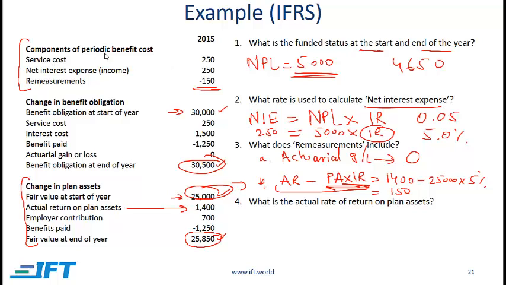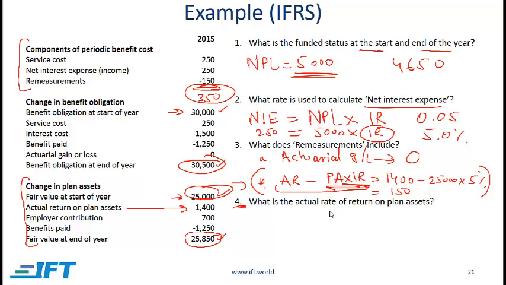And let's look at the numbers here. The service cost is 250, net interest expense is 250, so this is 500. This gain is going to reduce the pension cost, so we subtract 150 and we have 350. So 350 is our total pension cost. And the question was, what does remeasurements include? Remeasurements basically includes this number.